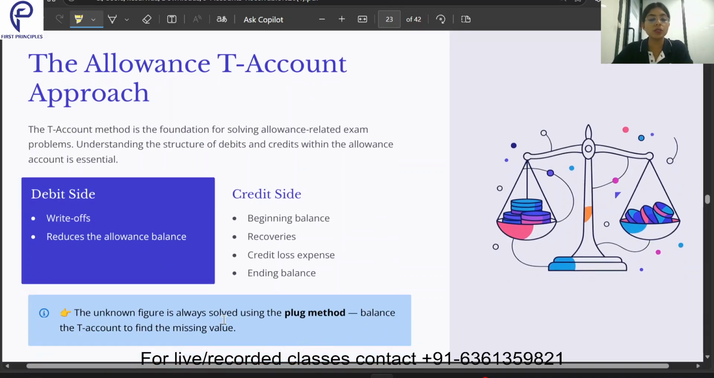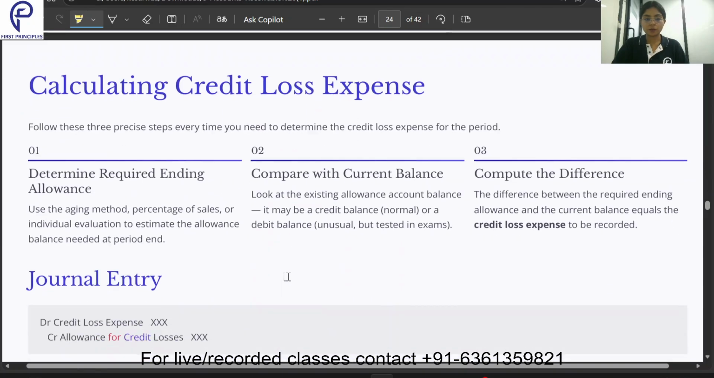So the unknown figure is always solved using the plug method. Balance the T account to find the missing value. That means on the debit side, whatever values are given in the question we will write down, and on the credit side, whatever values are given in the question we will write down, and then we will use the plug method. For example, the recoveries amount is a plug figure. This we have to calculate, and in the question all the other figures are given. So we will write all these figures, sum total them, and from this we will reduce all the rest, and we will get the recoveries amount. So that is what the plug method is.